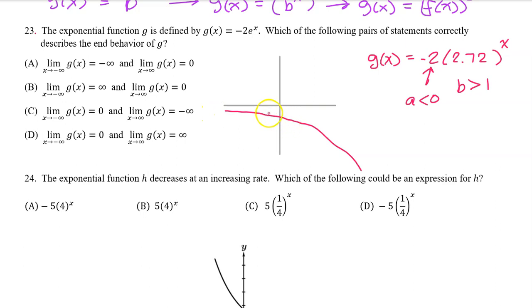The limit as x approaches -infinity is 0. On the left, the curve is approaching the x-axis. So the limit as x approaches -infinity is equal to 0. So that narrows it down to either C or D. Now, how about the right end behavior? The limit as x approaches positive infinity. Well, on the right, this function is just decreasing. So the limit as x approaches positive infinity is -infinity. So the answer is C.